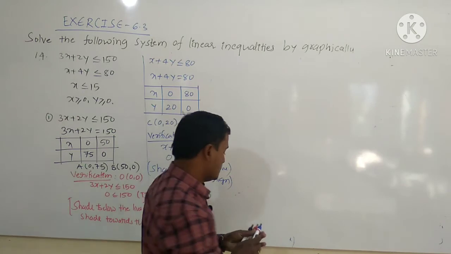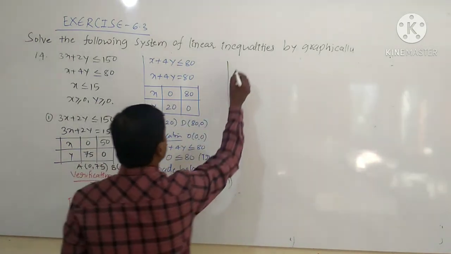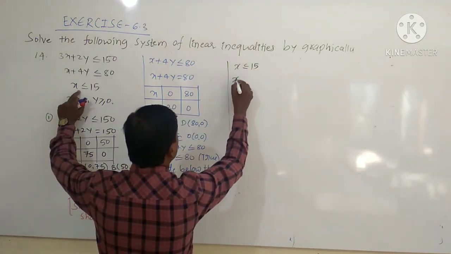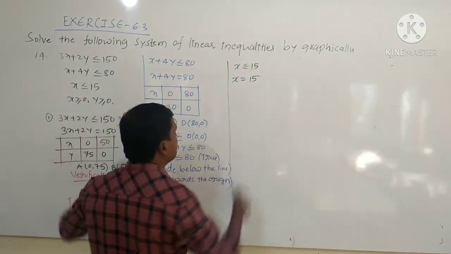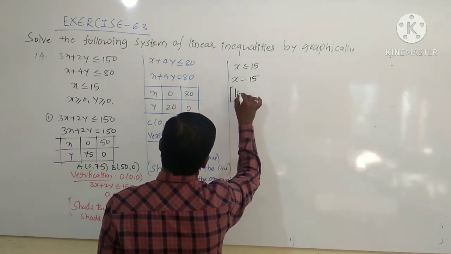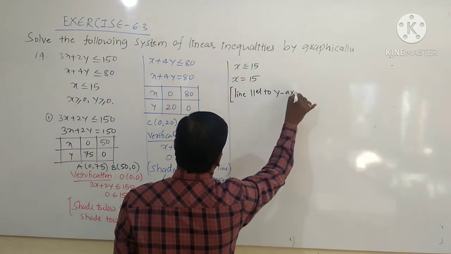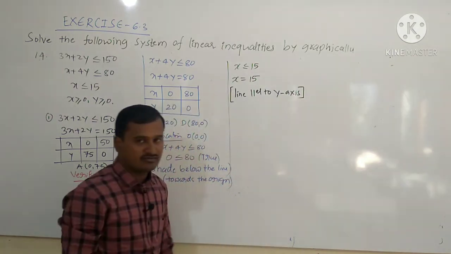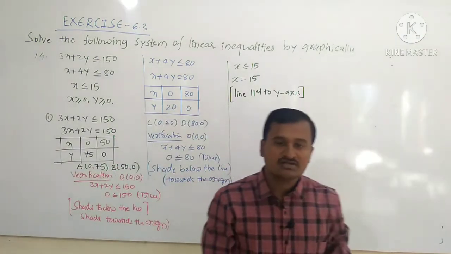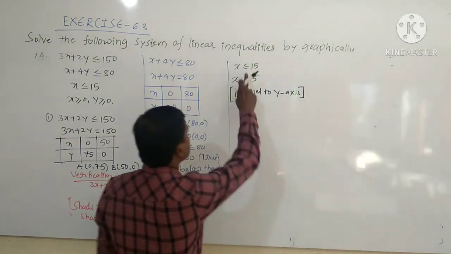Next, the third one. Here x is less than or equal to 15. Write the inequality as an equation, x equal to 15. Clearly, what does it represent? It represents a line parallel to the y-axis. In a previous problem also we have taken it like this. Any equation in the form x equal to a is always a line parallel to the y-axis.